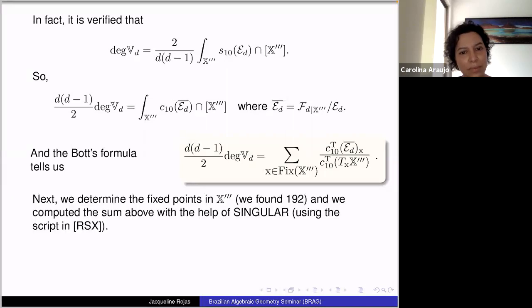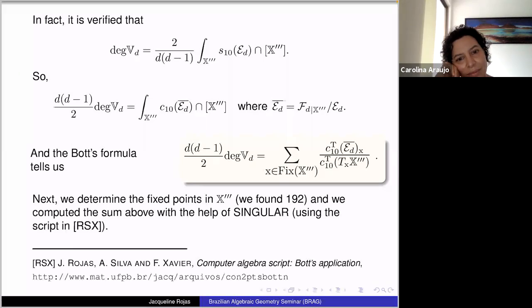Next, we determine the fixed points in X triple prime, and we find 192, and we compute the sum with the help of Singular, using the script we put at this address. In fact, this computation using Singular was made by an adaptation of some computation of another mathematician. In fact, we take an adaptation of, and use some scripts of Israel, for example.